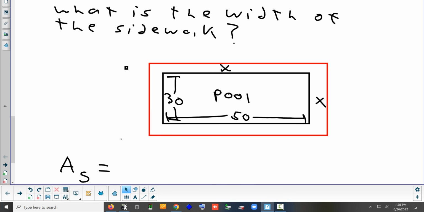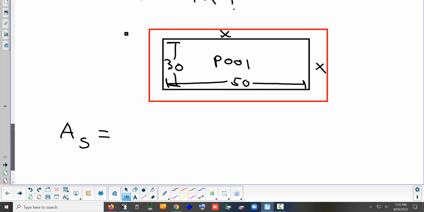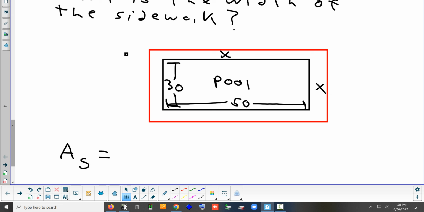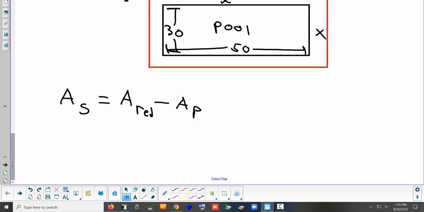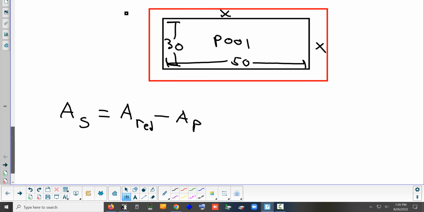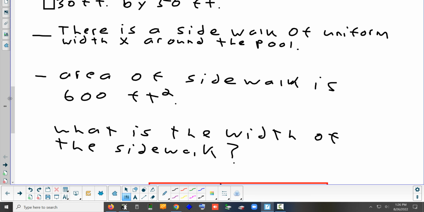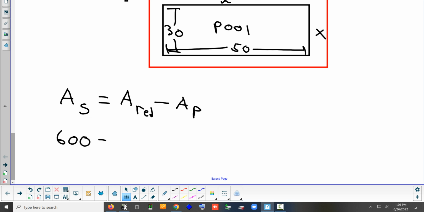Can you find the area of the pool? Yep. We're going to find the area of the pool, and then subtract that from the area of the red rectangle. So the area of the sidewalk is going to be the area of the red rectangle minus the area of the pool. So now, we know the area of the sidewalk. What does it say the area of the sidewalk is? 600. So we can fill that in.